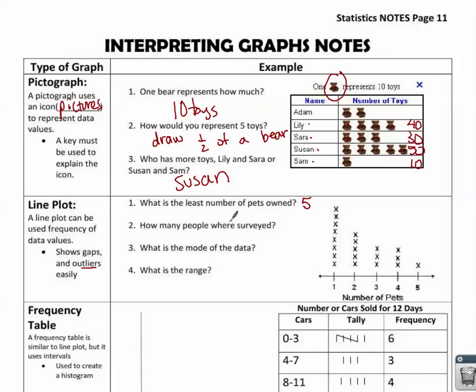How many people were surveyed? You'll have to count the number of X's. Okay, and you should get 20. The mode of the data is going to be 1 because that's where it shows the repetition. And the range, so you have households that own 5 pets, you have households that own 1 pet. So you take the highest minus the lowest to get the range of 4.